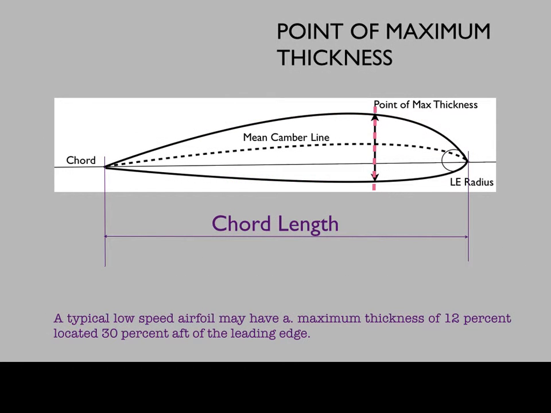Next is a very simple one, nevertheless important one. The point of maximum thickness. The point at which the aerofoil has its maximum thickness. The thickness is the distance between the upper and the lower surface of the aerofoil. This, wherever it is maximum along the chord line, expressed as a percentage of chord, is called the point of maximum thickness. A typical low speed aerofoil may have a point of maximum thickness at 12% located 30% aft of the leading edge.